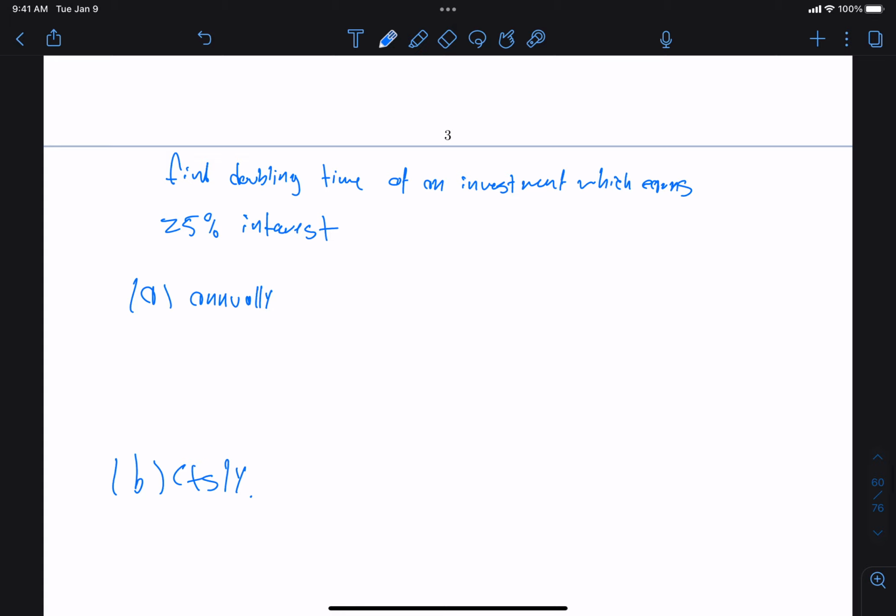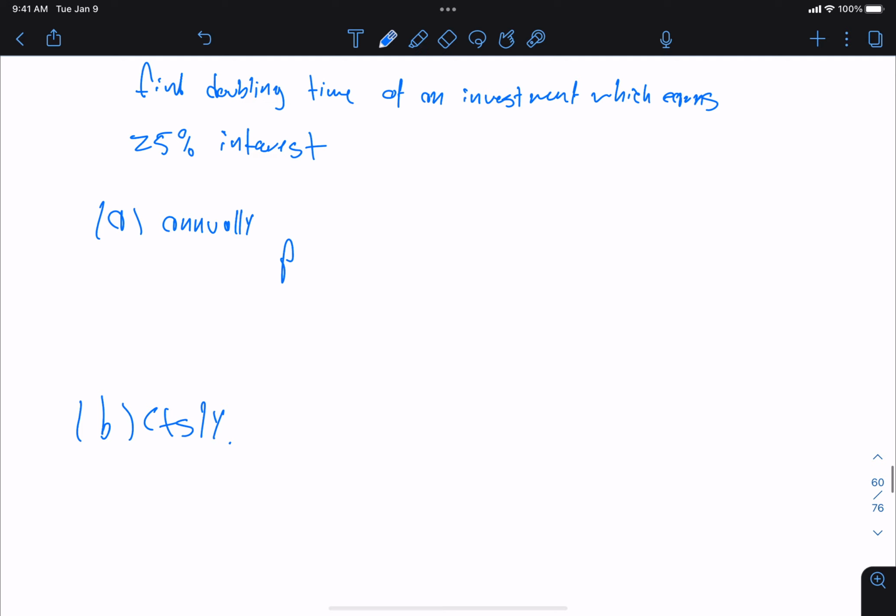Let's start with annually. If I'm doing the annual interest, then I should use the function form P of t equals P naught times a to the t. Let me ask you all a question. Since 25% is my interest rate, does that tell me that a is 0.25? No. What does it tell me? A is 1.25. Specifically, it tells you that r is 0.25, and therefore a, what's the relationship between a and r? a is 1 plus r, which in this case is 1 plus 0.25, which is 1.25.